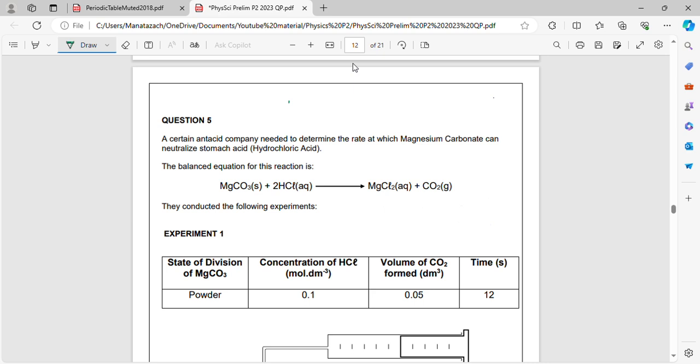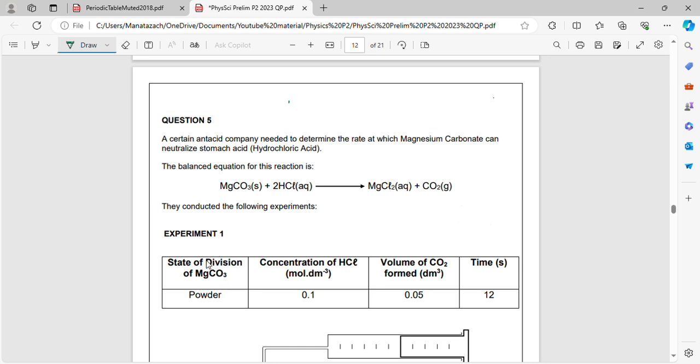Today we'll be doing an exam question on grade 12 on the rate of reaction. A certain antacid company needed to determine the rate of reaction of magnesium carbonate neutralizing stomach acid, which is hydrochloric acid. The balanced equation for this reaction is as follows. They conducted the following experiment. So this was experiment 1.